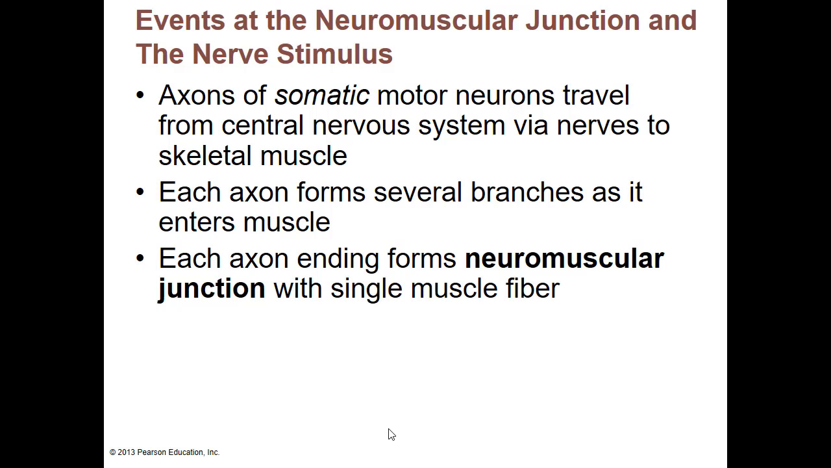So we have an axon. It's a somatic motor neuron, which means it's going to control the somatic part of your nervous system, aka it's going to control your skeletal muscle. It's going to travel from the central nervous system via your nerves, and it's going to find a skeletal muscle itself. Each axon forms several branches. And the ending of each of them has a neuromuscular junction with one single muscle fiber. So this one is going to control one single muscle fiber. That one's going to control another single muscle fiber, and so on. But I'm going to focus on that one.